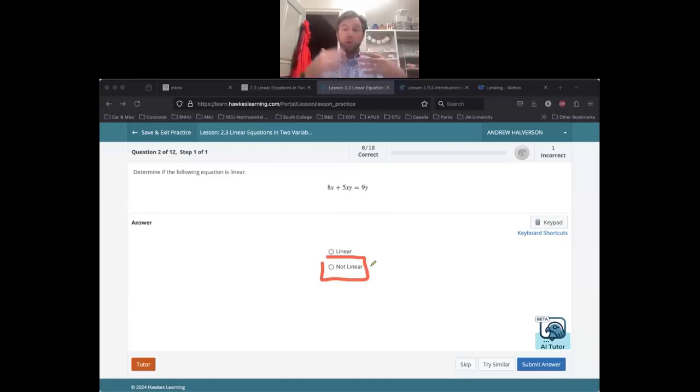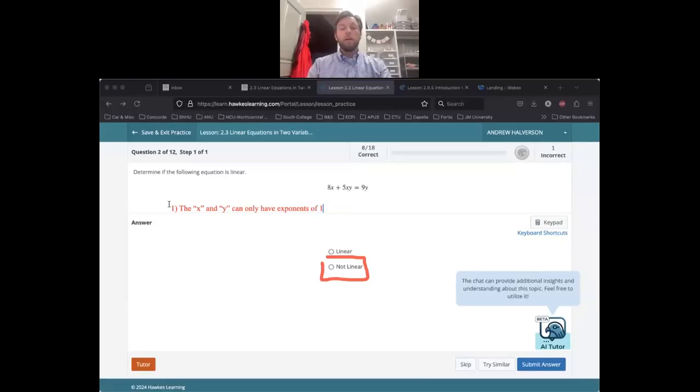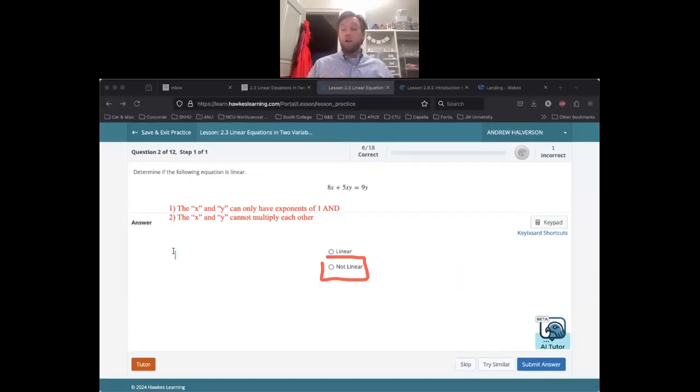So what we're doing is we're building the criteria. In order for it to be linear, the x and y can only have exponents of 1, and the x and y cannot multiply each other. In an earlier lesson, you talked about the notion of a degree, the degree of a polynomial. Do you remember that in the last part of the material? Is that something y'all remember? Let me check in.